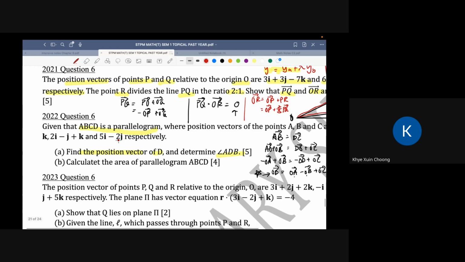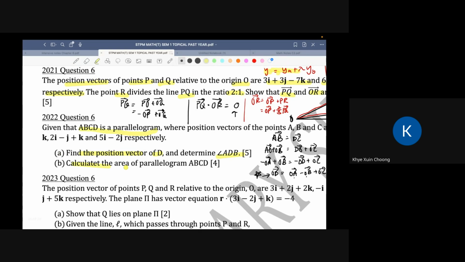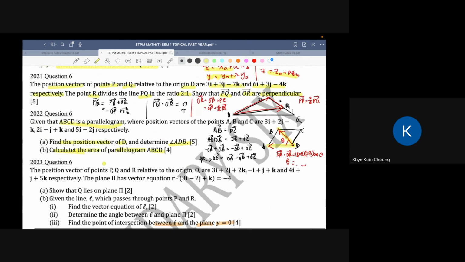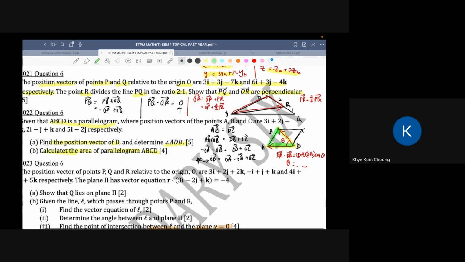Okay, so part B, calculate the area of parallelogram ABCD. How to calculate the area of a parallelogram? You need to use two vectors that are two lines touching each other. You cannot use opposite sides, you cannot use something like this, or something like this. You need to use two lines that are touching each other, either this or this. So you get two vectors that touch each other. Let's say AB and AD.